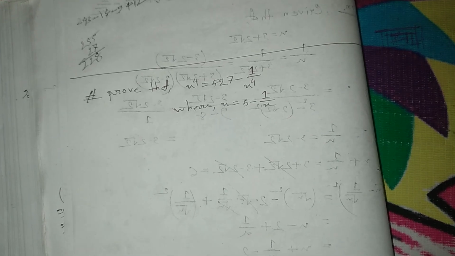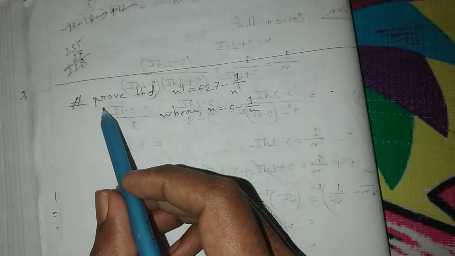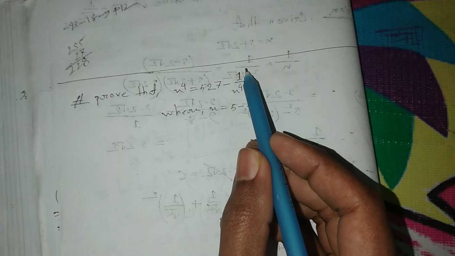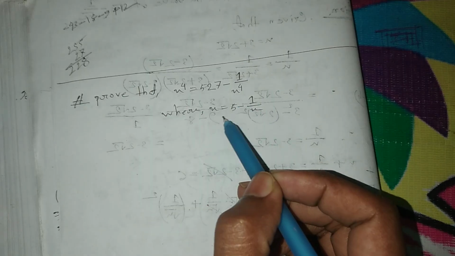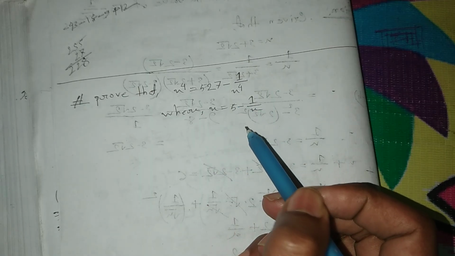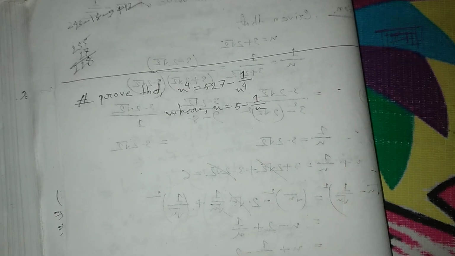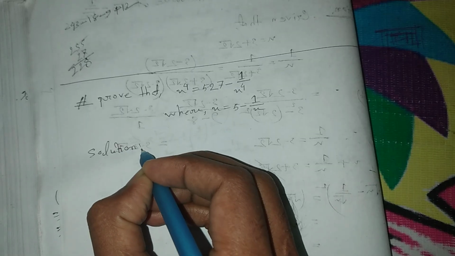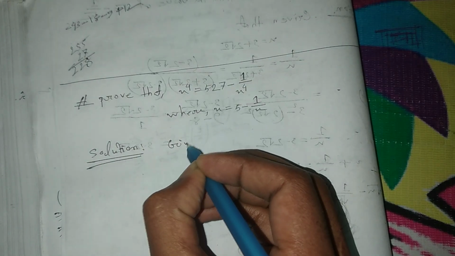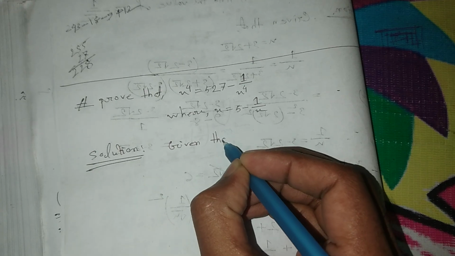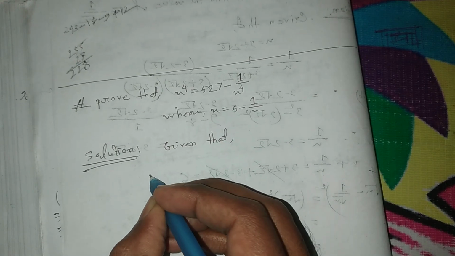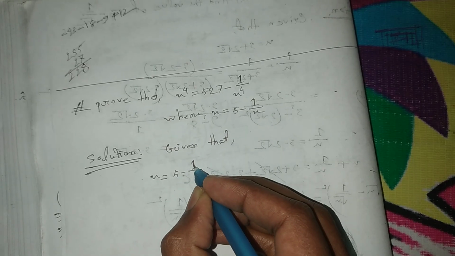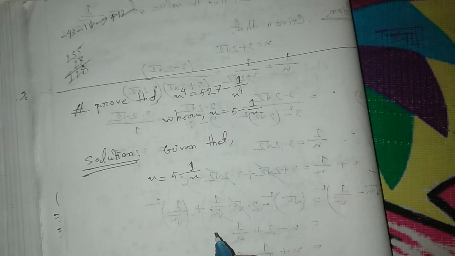Now we'll discuss an algebraic problem: prove that x to the power 4 is equal to 527 minus 1 by x to the power 4, where x is equal to 5 minus 1 by x. Okay, solution. Given that x is equal to 5 minus 1 by x.